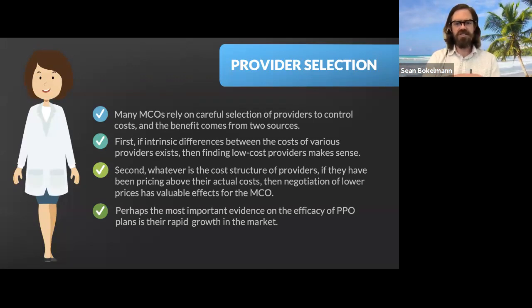But there's also this issue of the cost structure of providers. If a particular provider has been charging a substantial markup, right, pricing high above their actual costs, then it's easier to negotiate down their costs. So there's also this issue of negotiation, right? Not only is the insurance plan selecting low cost providers, they're also looking for doctors with which they can potentially negotiate down the price, right?